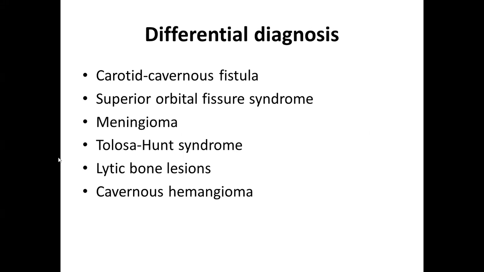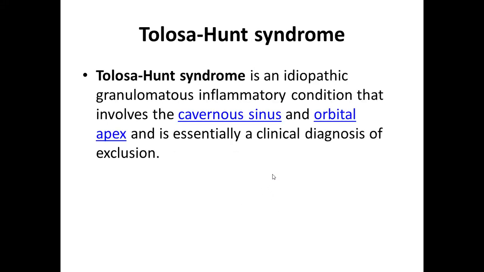Coming to differential diagnosis, these are carotid cavernous fistula, superior orbital fissure syndrome, meningioma, Tolosa-Hunt syndrome, lytic bone lesions, and cavernous hemangioma. Coming to Tolosa-Hunt syndrome, it is an idiopathic granulomatous inflammatory condition that involves the cavernous sinus and orbital apex. And it is essentially a clinical diagnosis of exclusion.